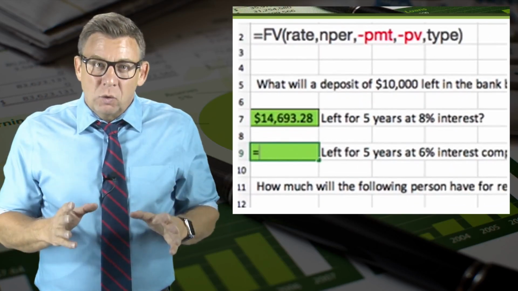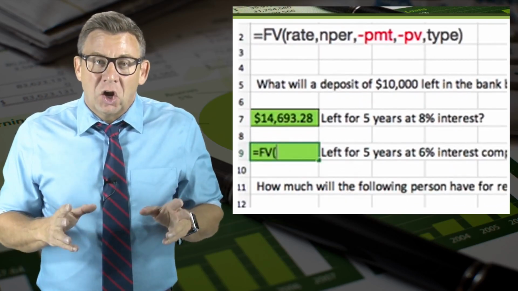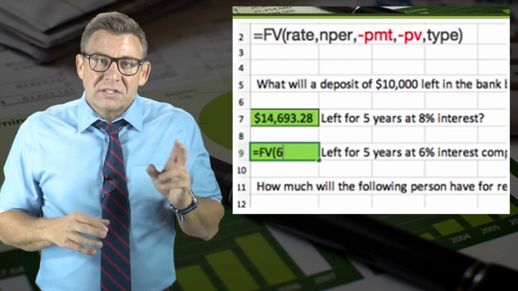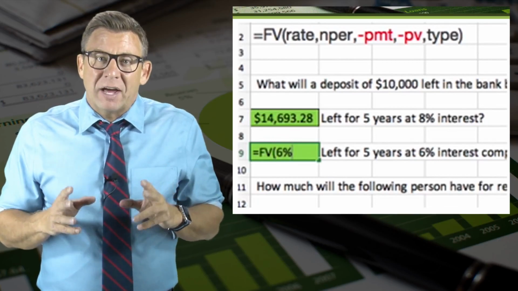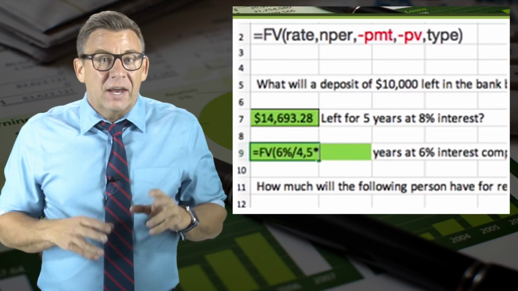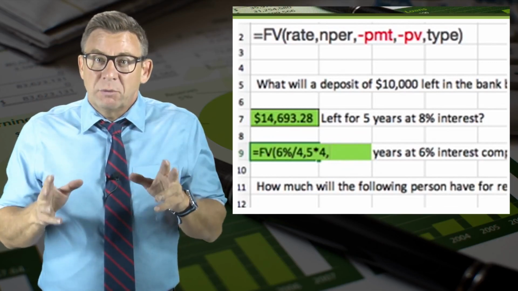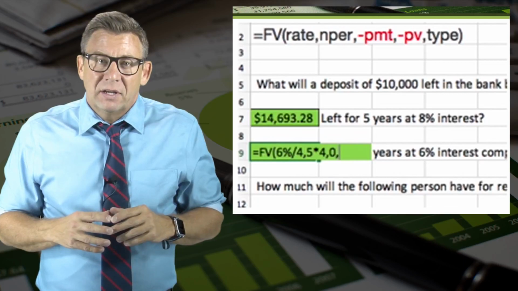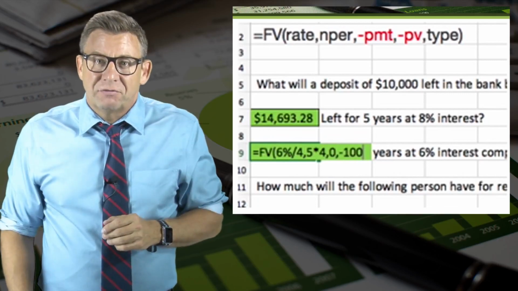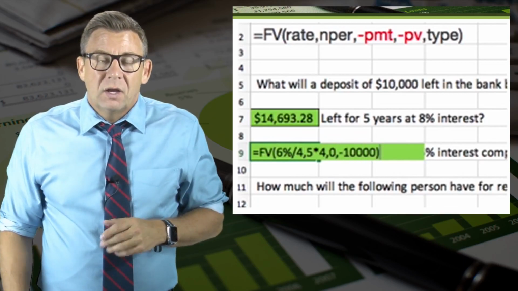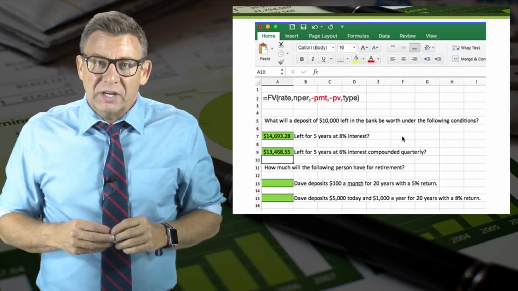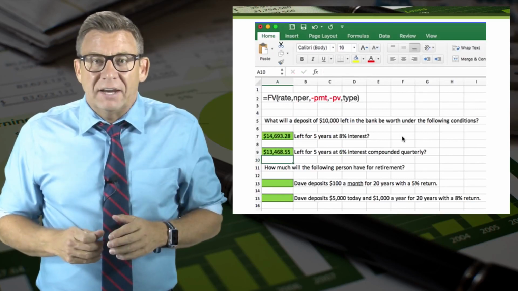I enter equals FV, open parentheses, 6% divided by 4, then 5 times 4, 0, because there still isn't a payment, and minus 10,000 for the present value. This returns a future value of $13,468.55.